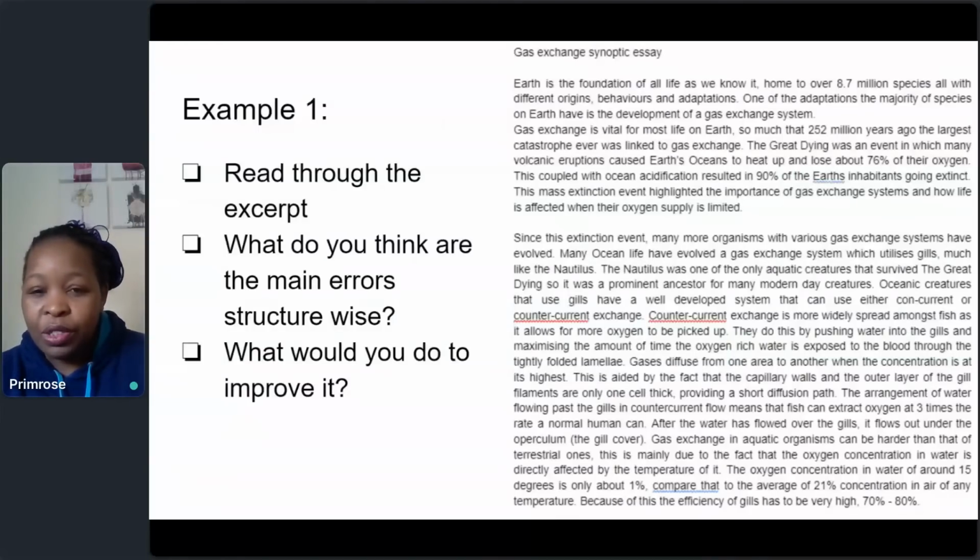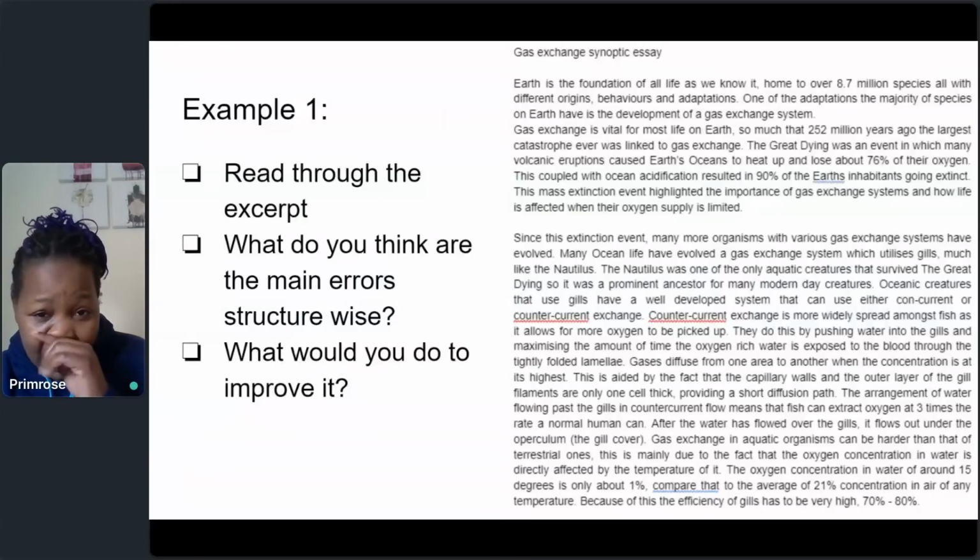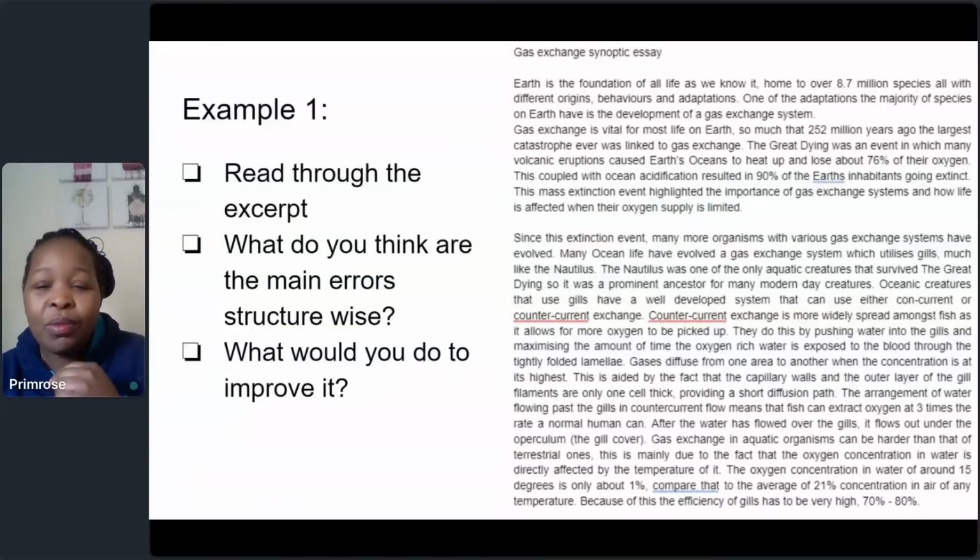Fabulous. So I'll just pause for a couple of minutes. As an idea comes to you, put it in the chat. I won't say anything until you're done, but just read through it. What are the main errors they've made? What would you do to improve it? So the essay was importance of gas exchange.